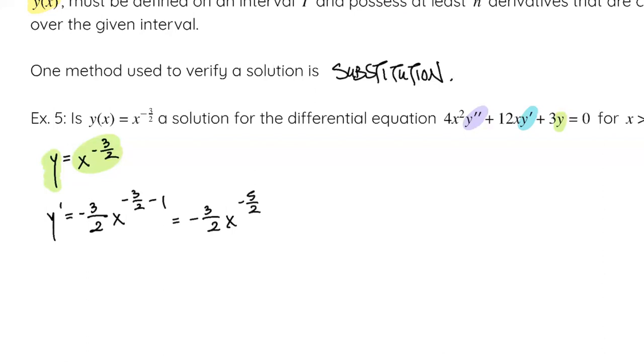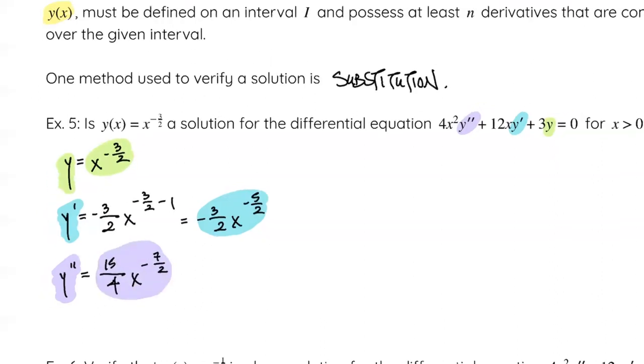Guess what I can say with this? Everywhere I see a y prime, I'm going to replace it with that. Help me out. How do we find y double prime? You would take the derivative of y prime. Take that derivative again, exactly. Whatever we get there, we'll be able to sub into the y double prime in the original equation. So we take a derivative again: 3 times 5 gives me 15 over 2 times 2 is 4, x to the -7/2. Everywhere I see y double prime, I'll replace it with this.